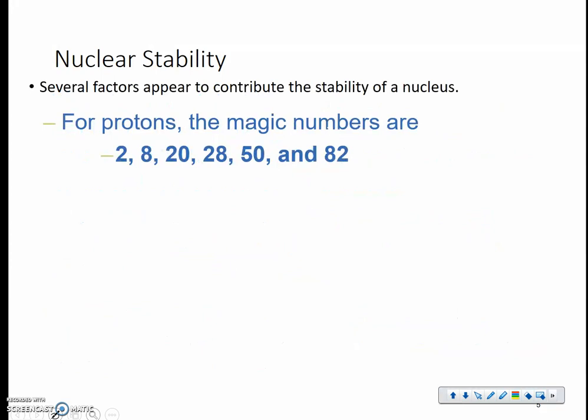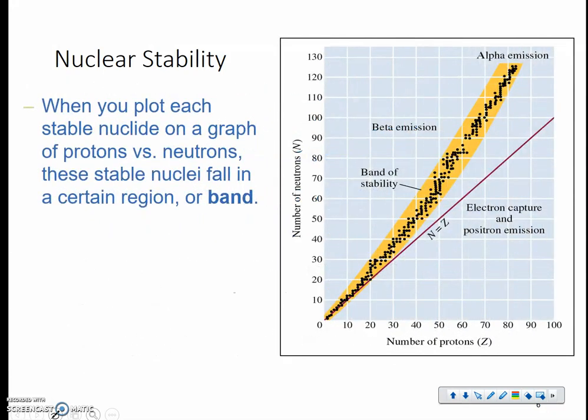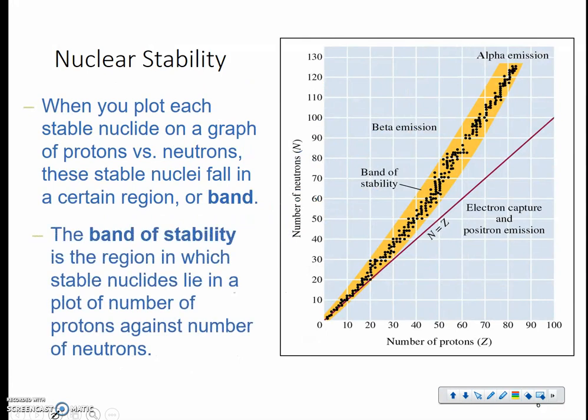So these are the magic numbers of protons. You don't have to memorize them. And then the magic numbers of neutrons as well. So what we found is if your element has these magic numbers, then they tend to be very stable. And if not, they tend to undergo this radiation process until they get a product that has these magic numbers that are very stable.